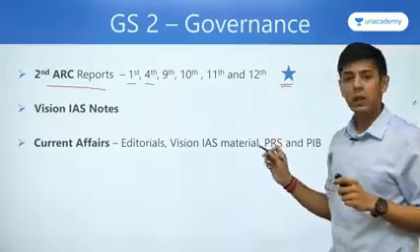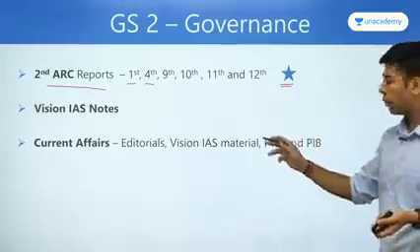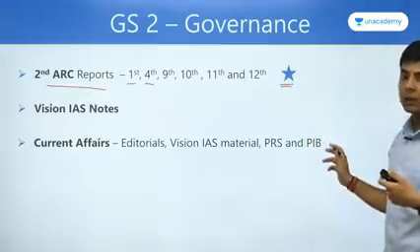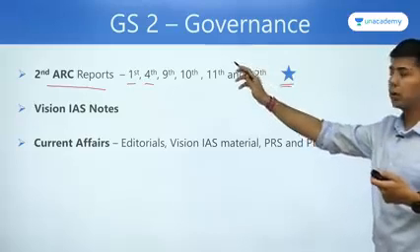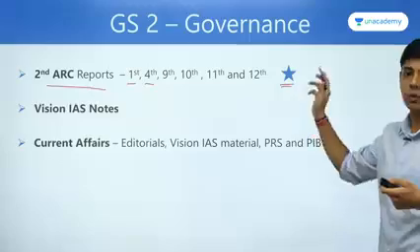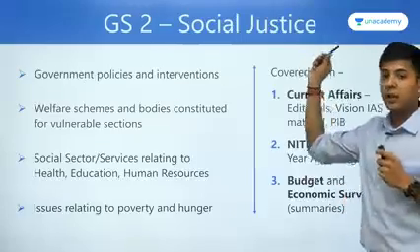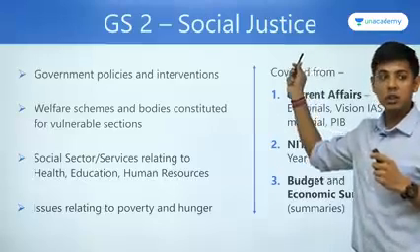And then finally, current affairs. Again, it is very important. The same things: editorials, Vision IAS material I referred to, and PRS and PIB. That is the same dynamic component here, but please do give emphasis to Second ARC reports for governance. Okay. So moving on, there is another topic in GS2 by the name social justice.